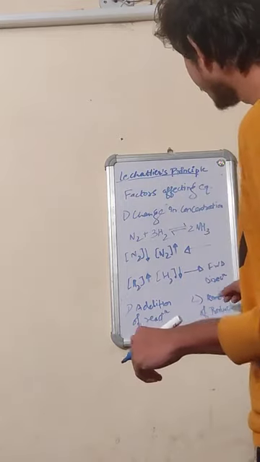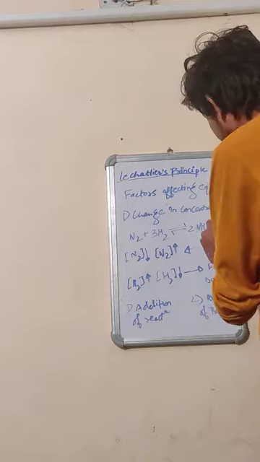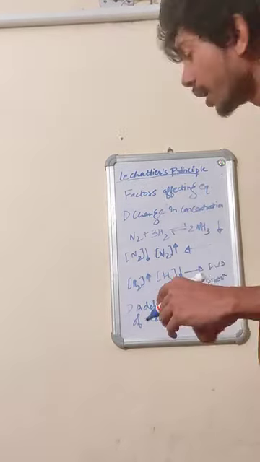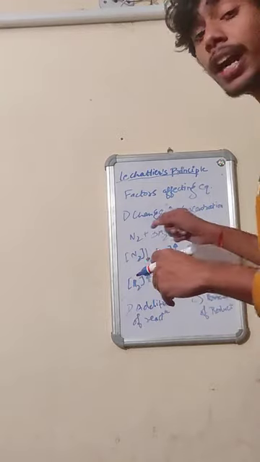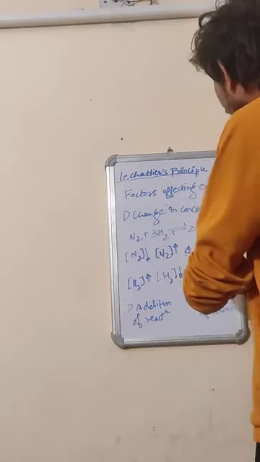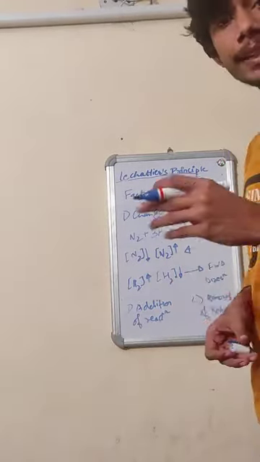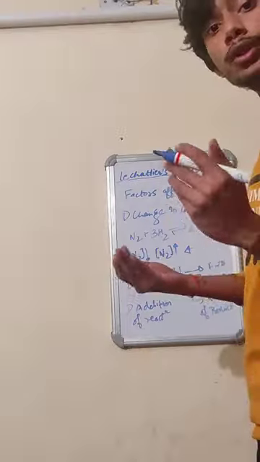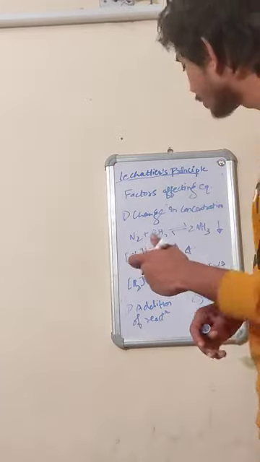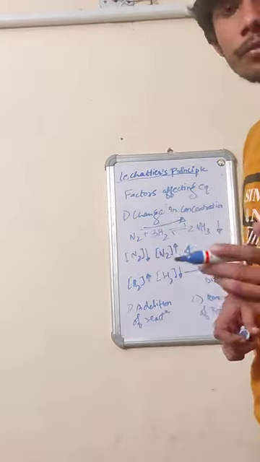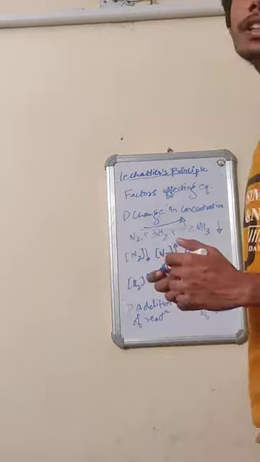As you can see, when we remove the product, we reduce the concentration of the product. So the equilibrium will try to undo the change. It will try to increase the concentration of NH3 back to its initial concentration. So the reaction will move in the forward direction, which will result in an increase of NH3. The same goes for addition of reactants.